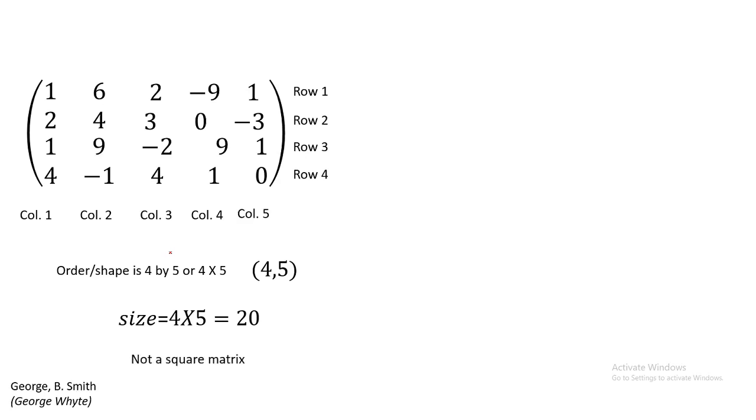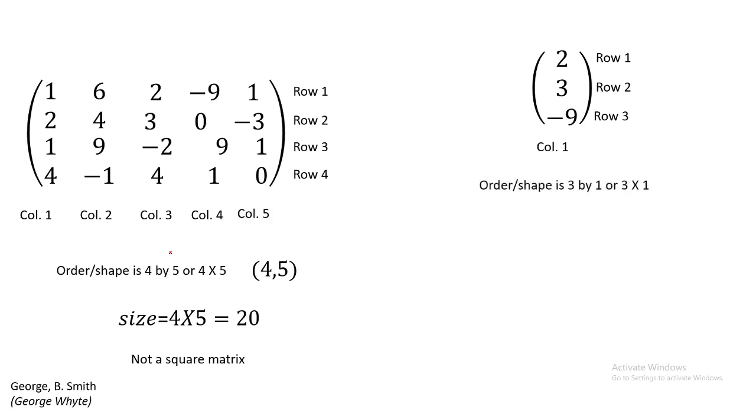Okay, it is not a square matrix because the number of rows is not equal to the number of columns. Now in this case, we also have 3 rows and 1 column, so this is also not a square matrix. If you're looking at the shape or the order, you have 3 by 1. The size is 3 times 1, which is still going to give you 3, right? That's what we have. 3 times 1 is 3.